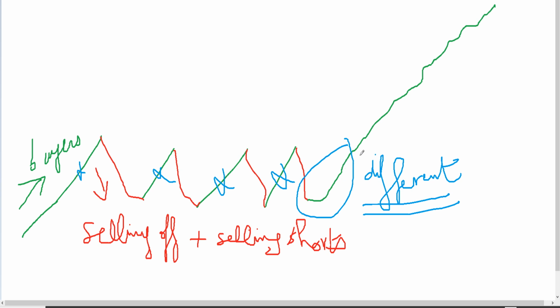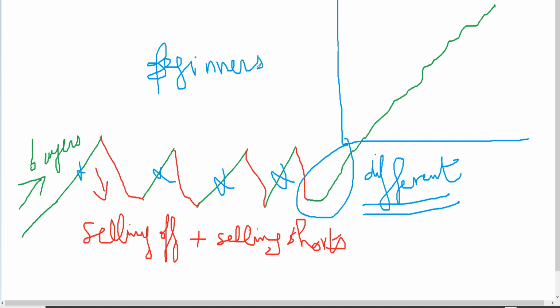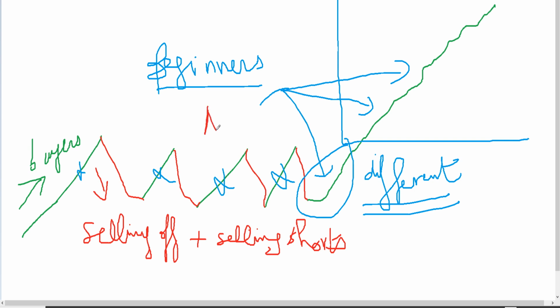And now when it's going up, on the top here, we can put a diagram like this. It means when it's going up like this, this is what the beginners do. The beginners don't want to buy at any stage, either here or here or here. So all this here is a no buy by beginners.